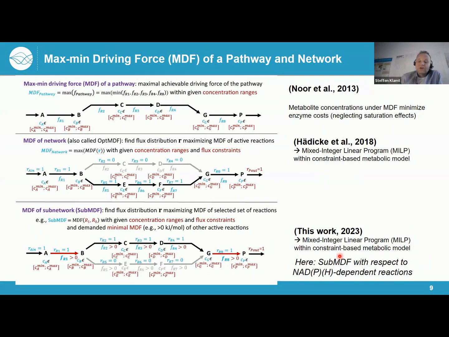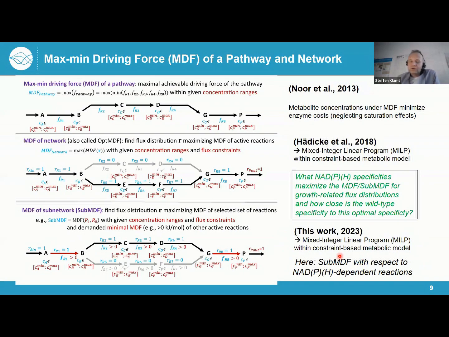Okay, so with these notions now, we can ask the question: what NAD and NADP specificities maximize the MDF or sub-MDF for growth-related flux distributions in a given metabolic network? And how close is the wild-type specificity, for example, of E. coli, to this optimal specificity?